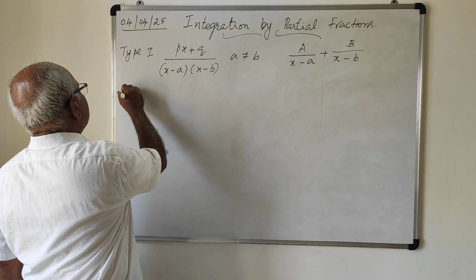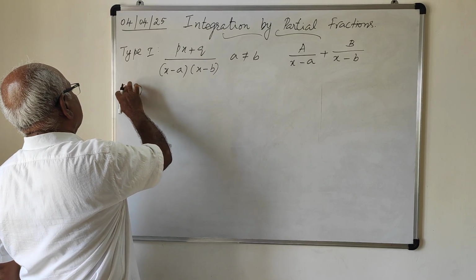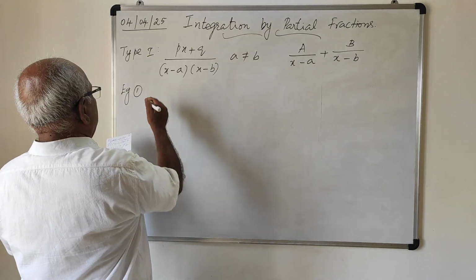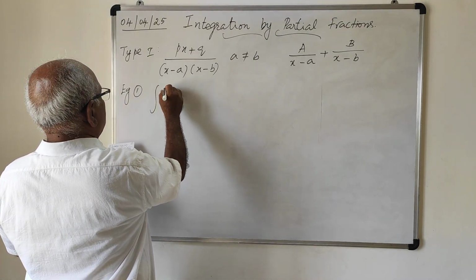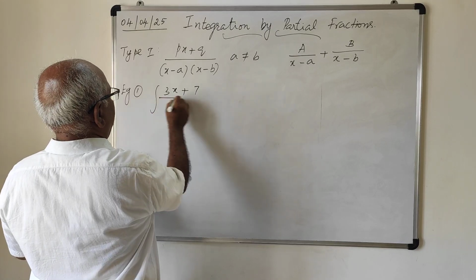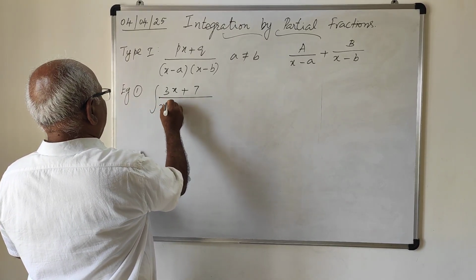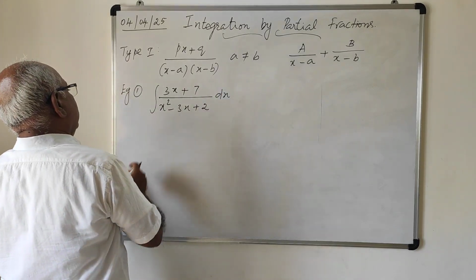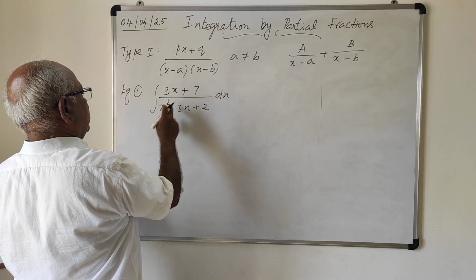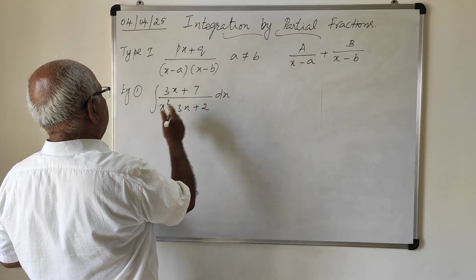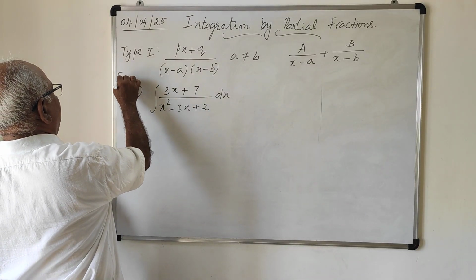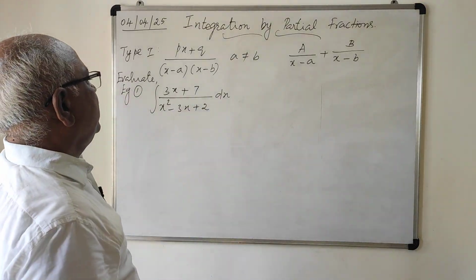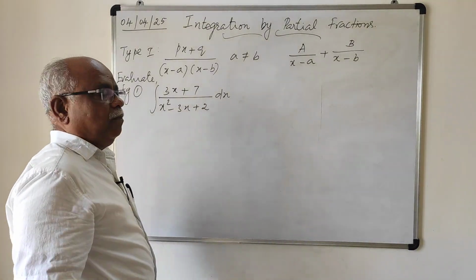Example: evaluate the integral of (3x plus 7) by (x square minus 3x plus 2) dx. This is our problem. By the method of partial fractions, we have to integrate this problem.